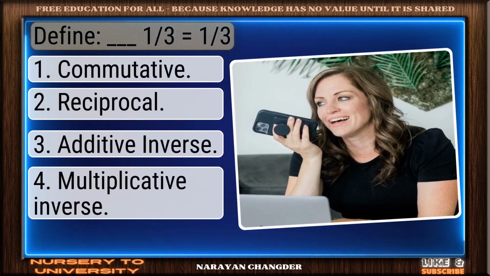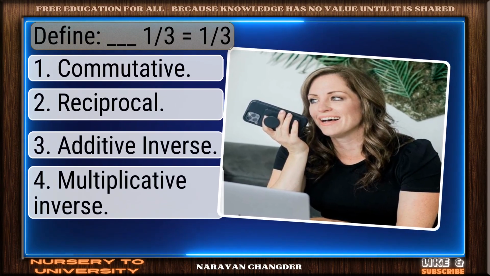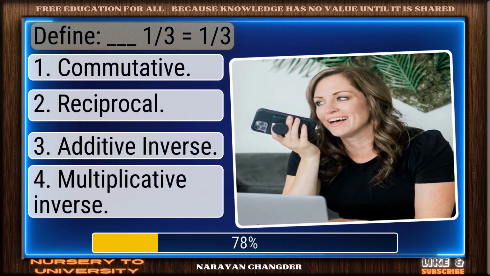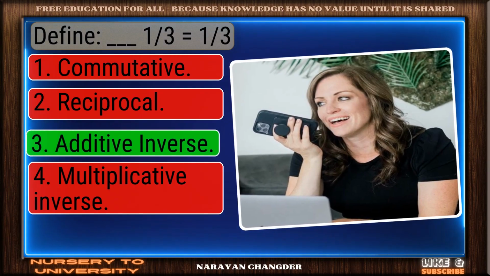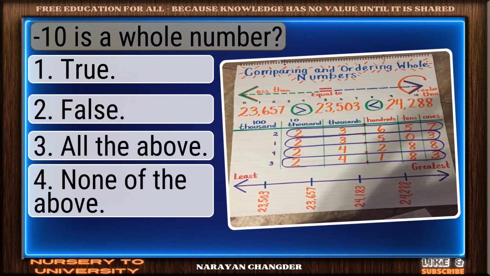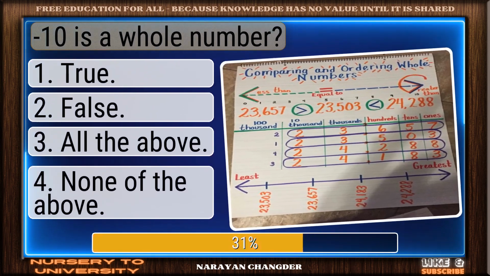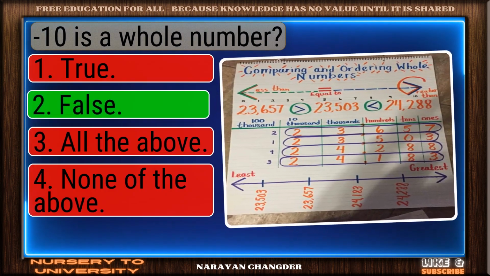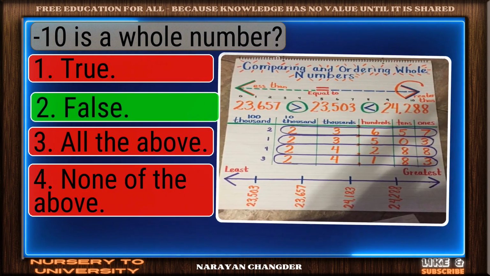Question number 192. Define blue boson 3 equal to 1 per 3. Strong choice. Additive inverse is the right answer. Question number 193. 10 is a whole number. Correct. False is the right answer.